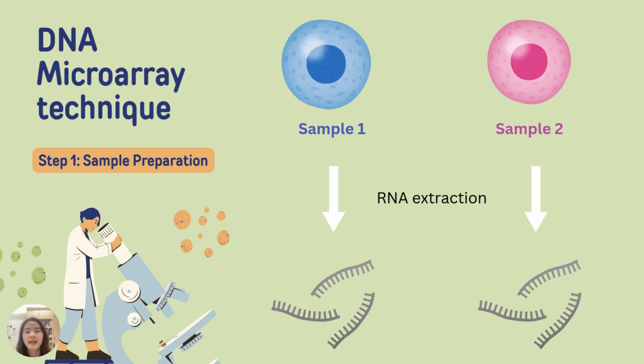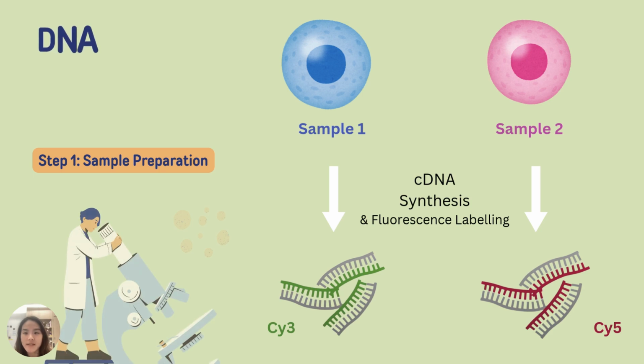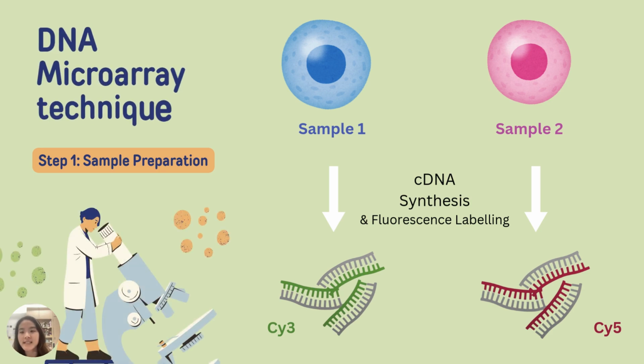First, the RNA is extracted from both samples and transcribed into cDNA using reverse transcription. During this step, the cDNA is fluorescently labeled. So cDNA from the healthy sample 1 is in green, and cDNA from the malignant sample 2 is in red.